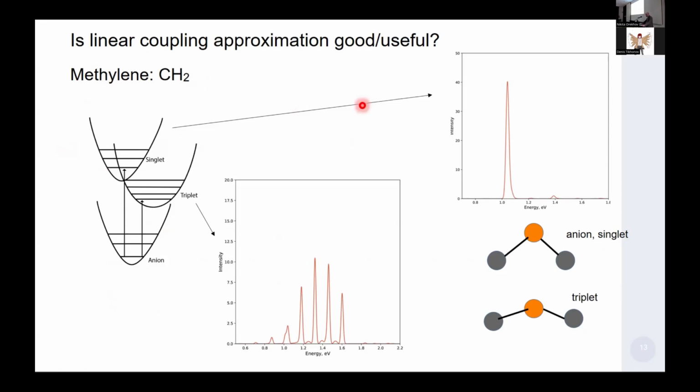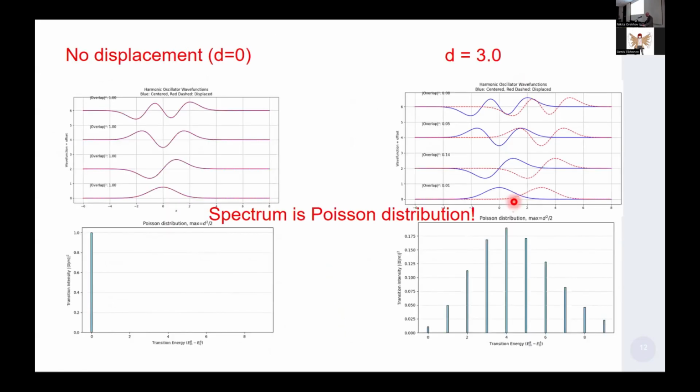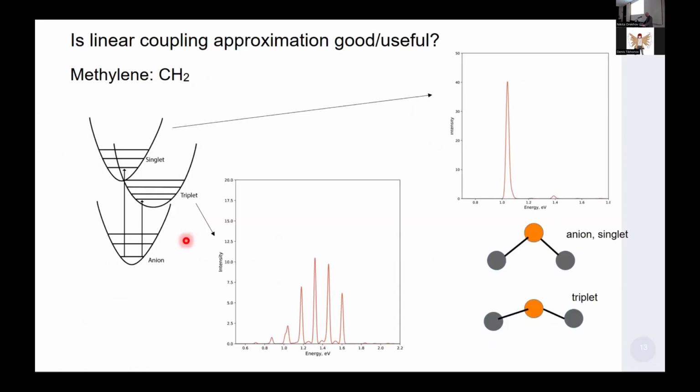But what I wanted to show you is that the Vibronic spectra are very well described by Poisson distributions. And this one reminds us of the picture here. So the anion and singlet CH2 are essentially identical in structure. Therefore, there is essentially no displacement. And we see one peak from 0 to 0 and one small one, which is a progression due to very small displacement. But the triplet one is different.